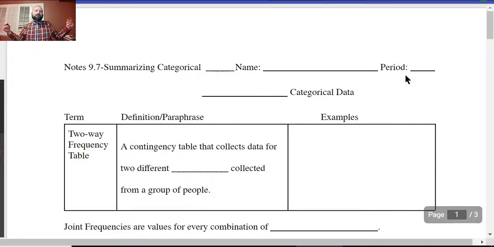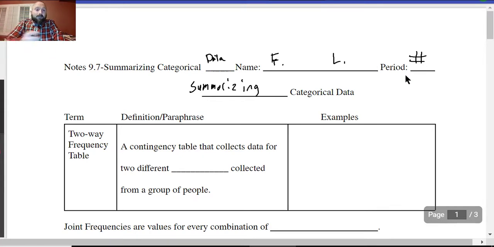We're talking about 9.7, summarizing categorical data. Make sure you put your first and last name up here. Don't just write first and last. And don't forget to put your period number. Once again, we are discussing summarizing categorical data. So the first thing we have right here is our vocabulary.